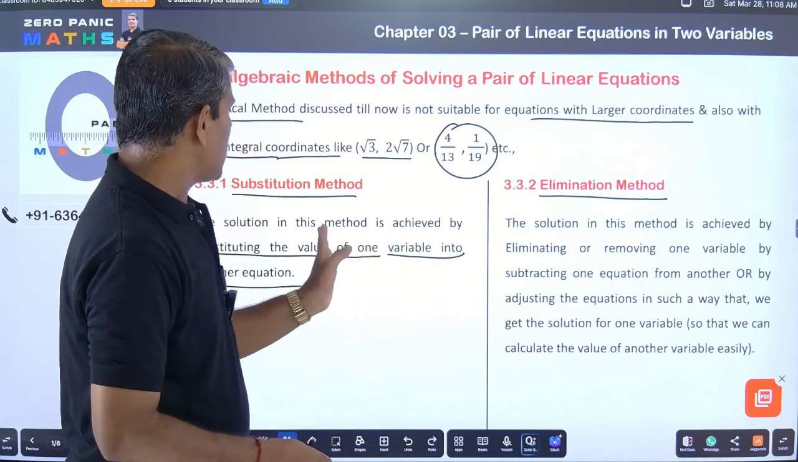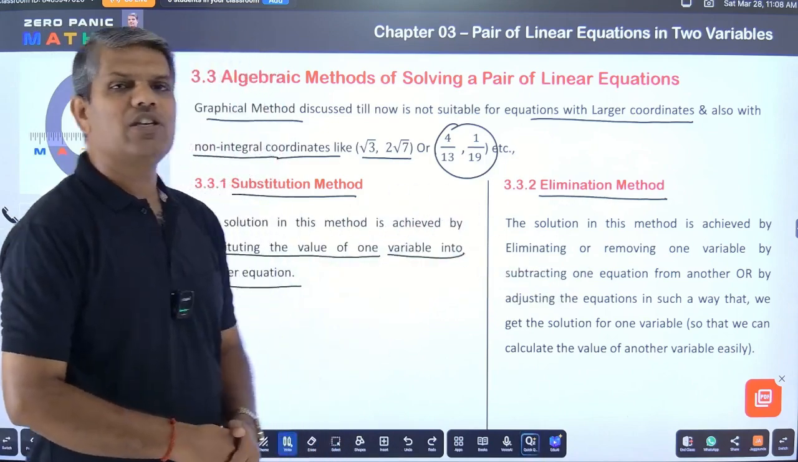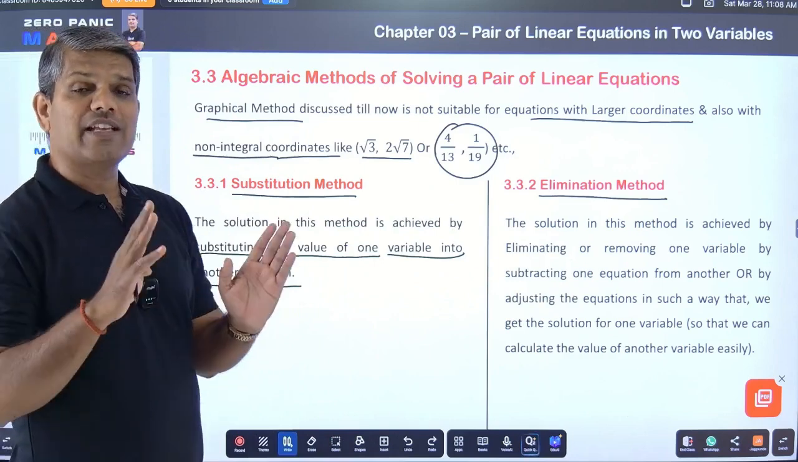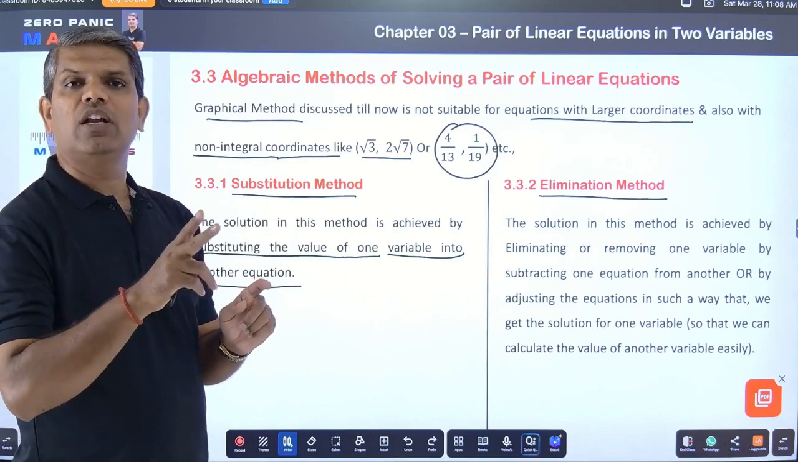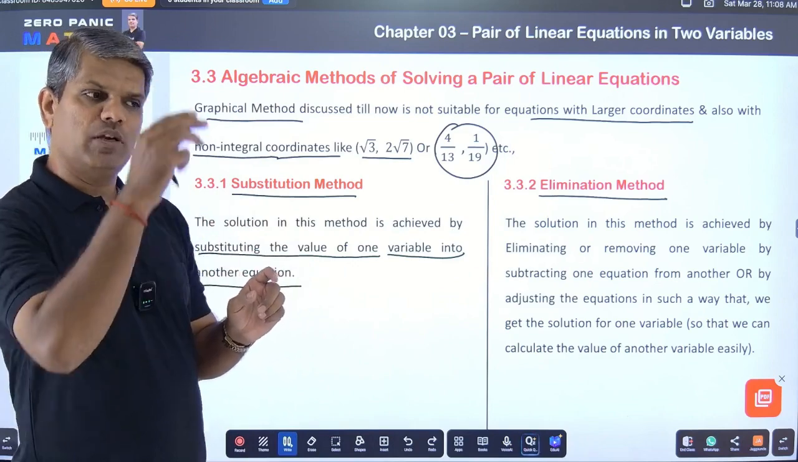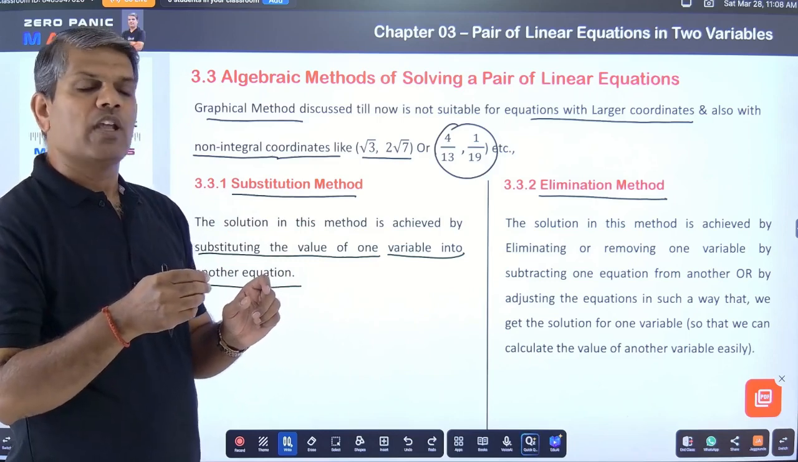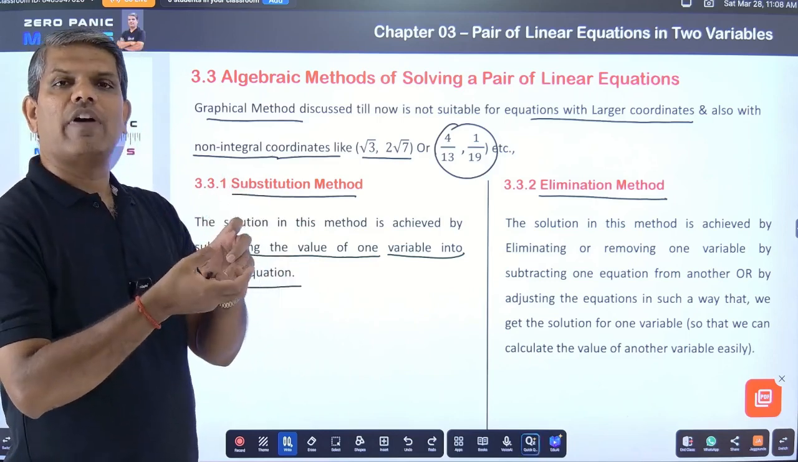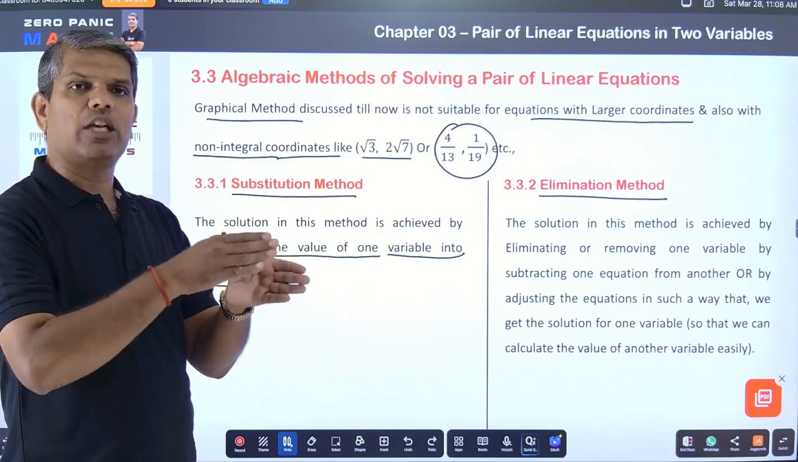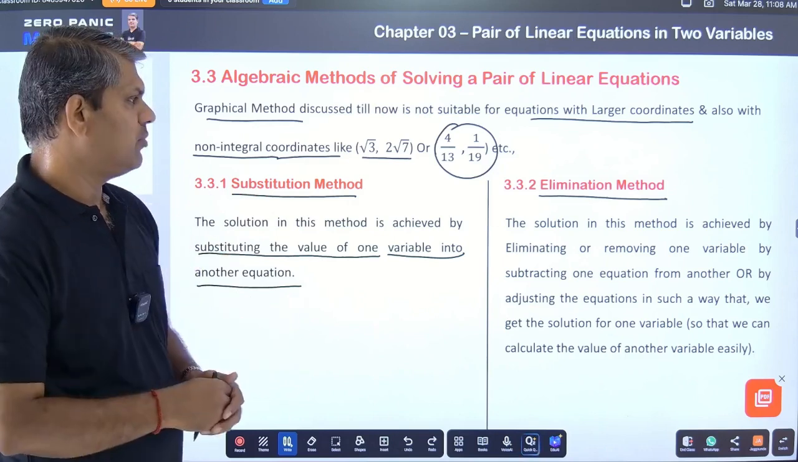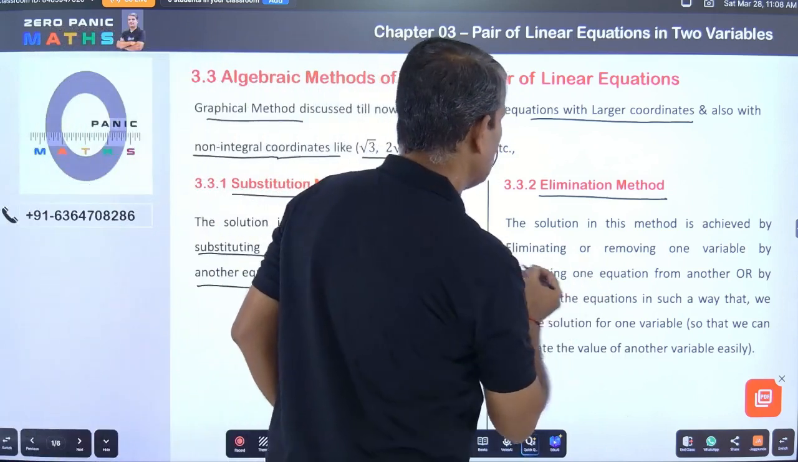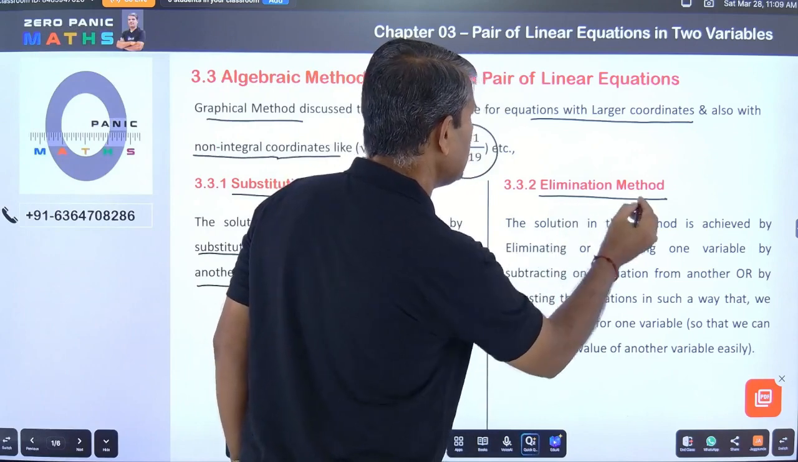In contrast to the substitution, there is an elimination method also. The elimination method, as the name indicates, eliminates or removes one of the variables from both the equations, and finds out the value of one variable. You can put that value into either of the two given equations to get the other variable. So that is how you get the solution in the elimination method.